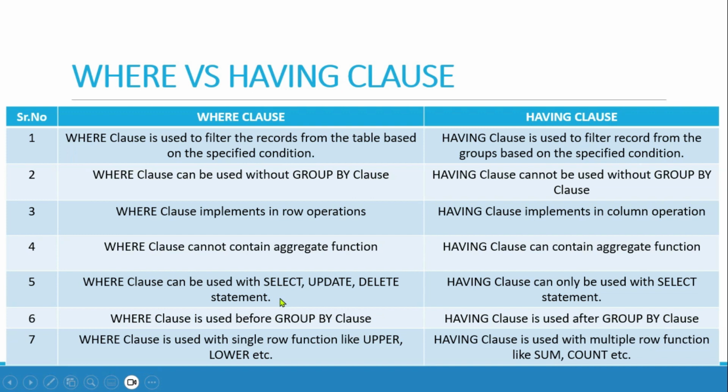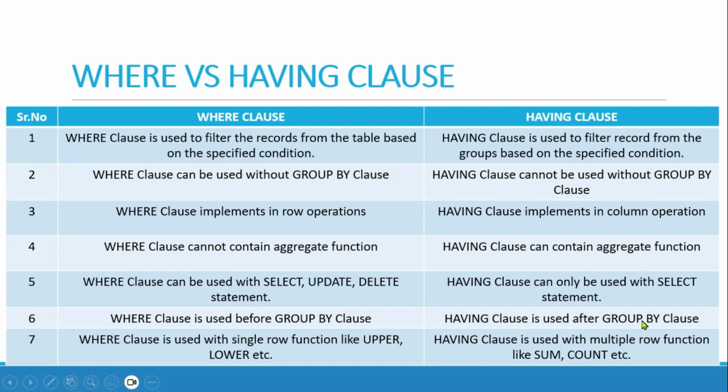Now the sixth difference is where clause is used before group by clause and having clause is used after the group by clause. We have already seen that the sequence should always be where, group by and then having. Okay, so we can't use a group by before the where clause, and having clause is used after the group by clause.